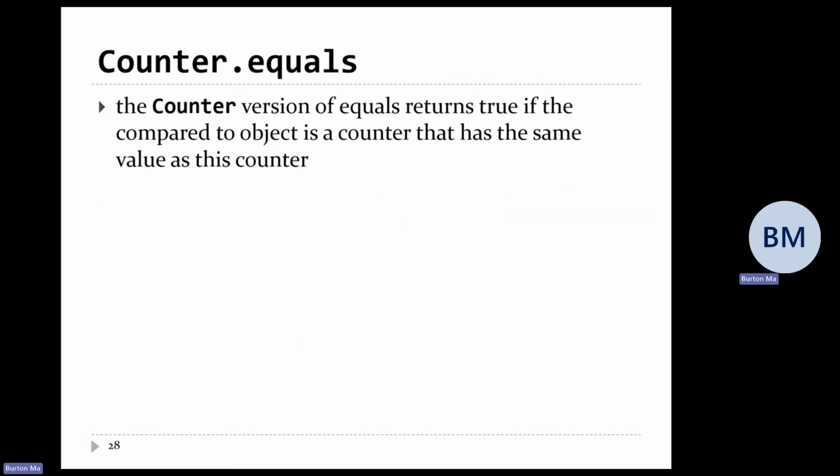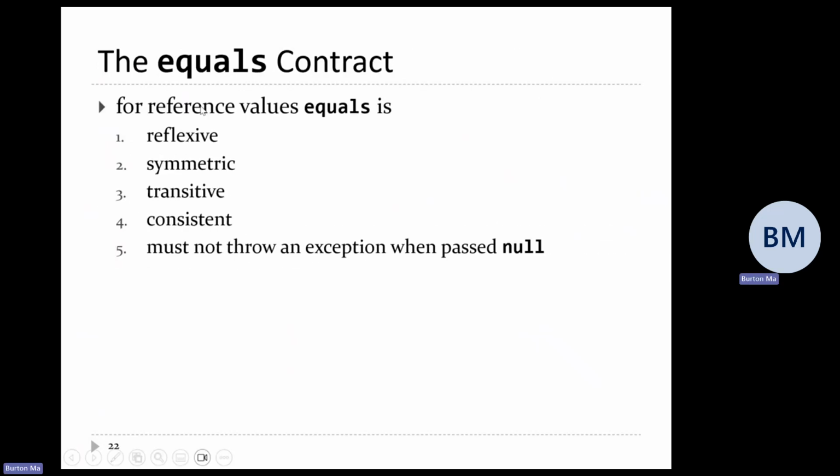Okay, so if you look at the documentation for equals in the Object class, you get this definition here. It spells out in great mathematical detail exactly what equals is supposed to do. If you follow the recipe that I showed you for implementing equals, you're guaranteed that all of these are true. That's why the recipe exists: to ensure that the 5 requirements of equals are always satisfied.